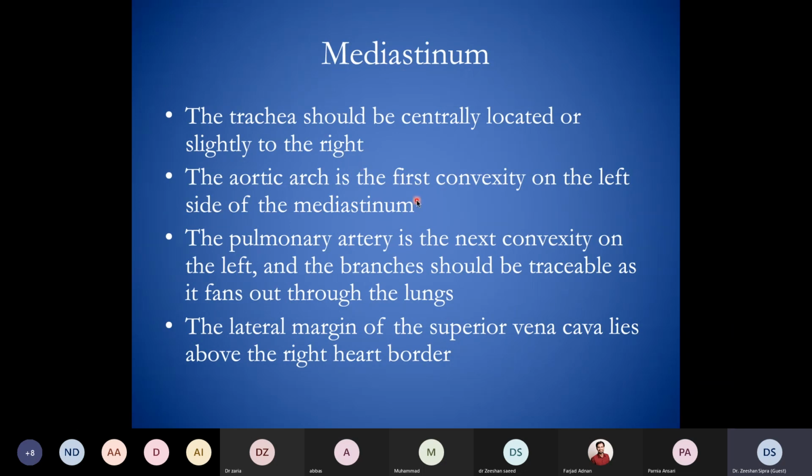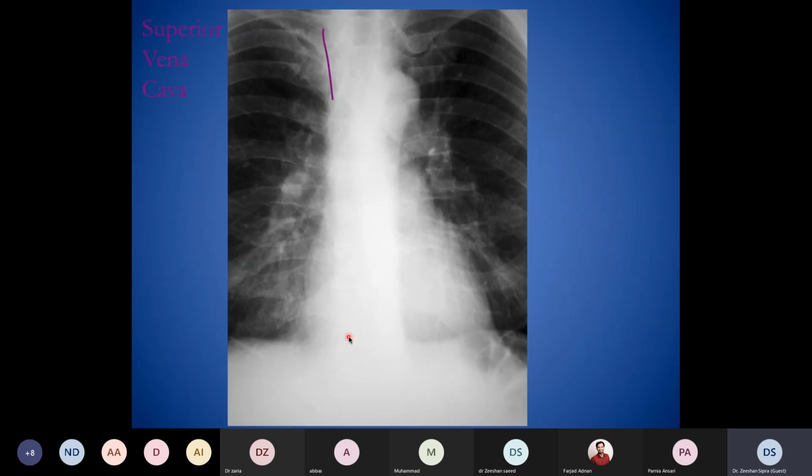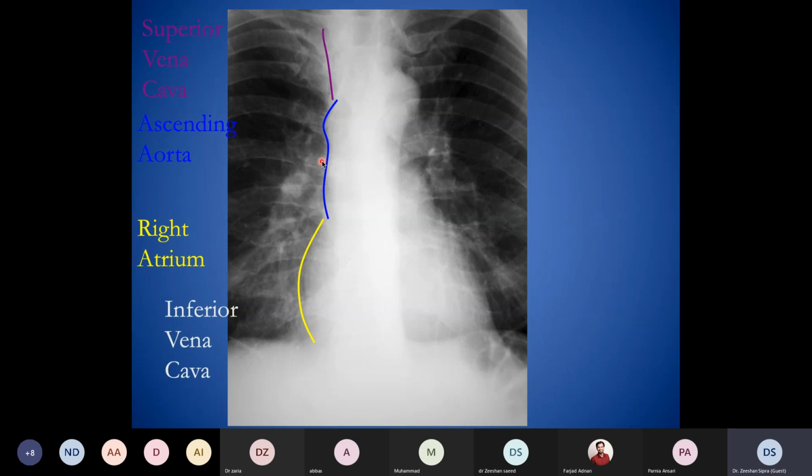Okay? Aortic arch, and then pulmonary artery and the lateral margin of the superior vena cava. For example, superior vena cava over here. This is actually the lateral margin of the superior vena cava. The ascending aorta is over here. It's rather difficult to appreciate, but the aortic arch is easily visible. So this is the right atrium. I am going from the right side. So this is the inferior vena cava. Now the vessels of the aortic arch.